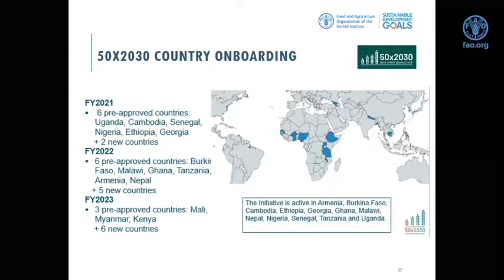So as you can see, next year Uganda, Cambodia, Senegal, Nigeria, Ethiopia, and Georgia will be supported by the 50x2030 initiative, plus two new countries. In 2022, Burkina Faso, Malawi, Ghana, Tanzania, Armenia, and Nepal, plus five countries. In 2023, Mali, Myanmar, Kenya, plus six new countries. That's the proposal, and so on, in order up to 2026. The proposal is that we will start working with 50 countries, analyzing in 2030 at least, supporting two or in general three data collection cycles.